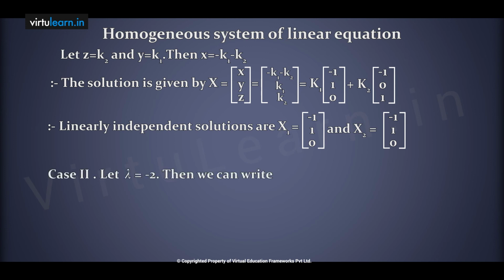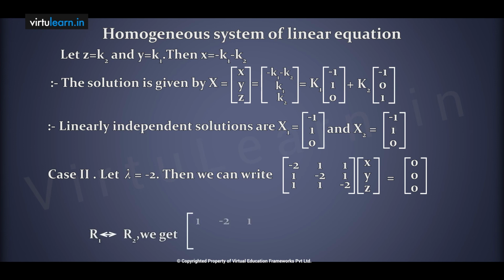Now case 2, lambda equal to minus 2. Substitute lambda equal to minus 2 in the above system, then it becomes the matrix minus 2, 1, 1; 1, minus 2, 1; 1, 1, minus 2 times the variable matrix x, y, z equals 0, 0, 0. To convert into echelon form, if the first principal diagonal element is 1, it will be easy for calculation. Then you can interchange R1 and R2, and it becomes 1, minus 2, 1; minus 2, 1, 1; 1, 1, minus 2, times x, y, z equals 0, 0, 0.